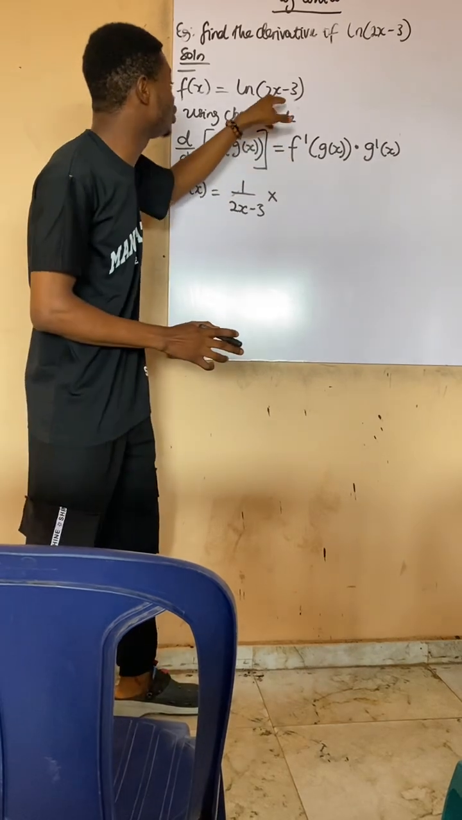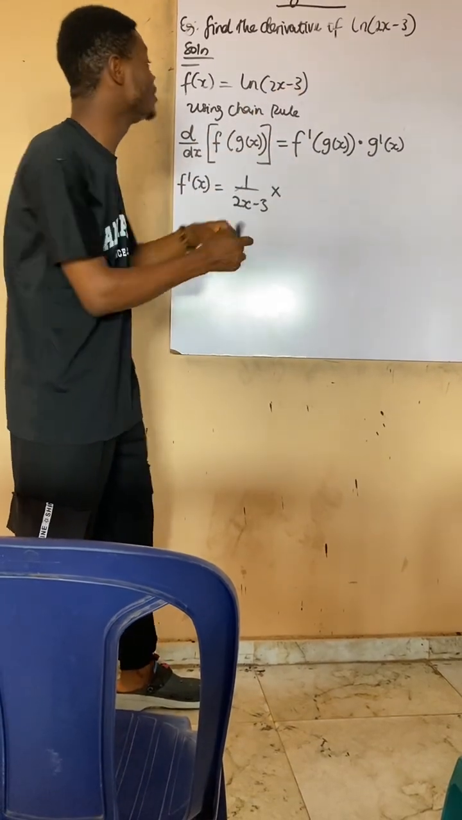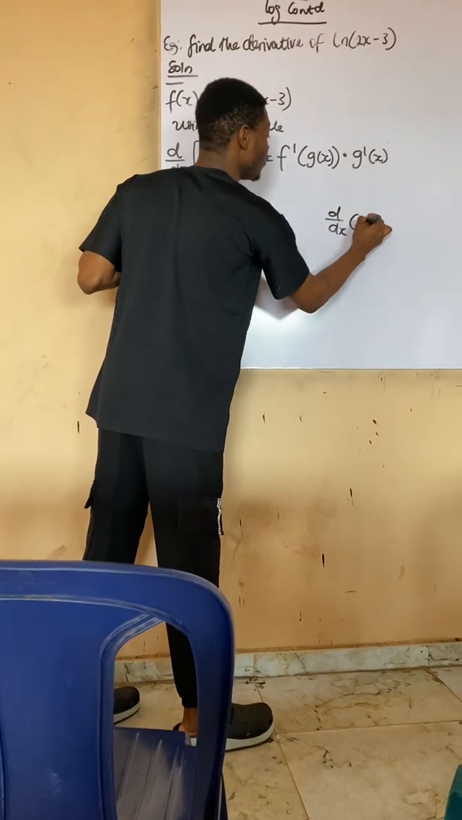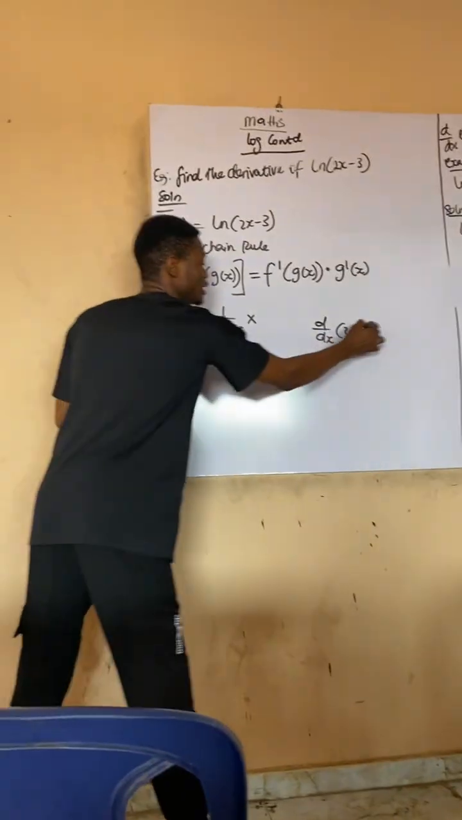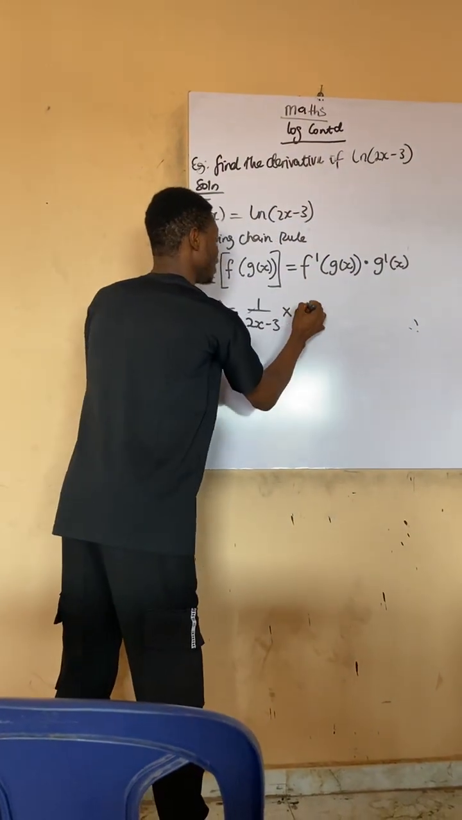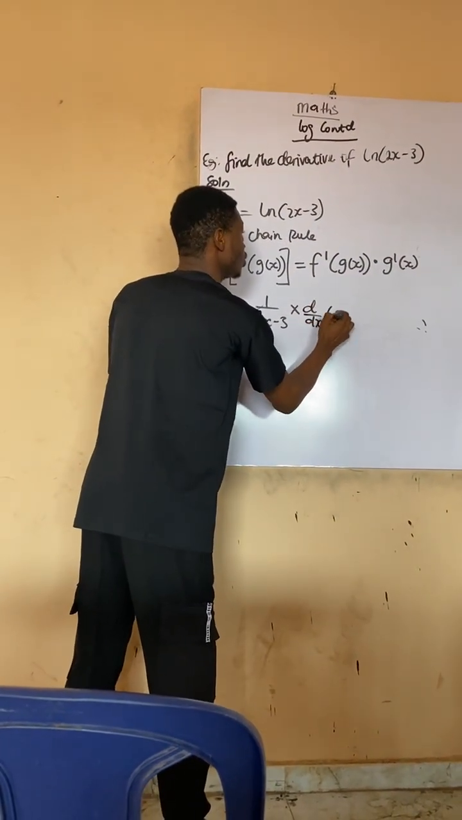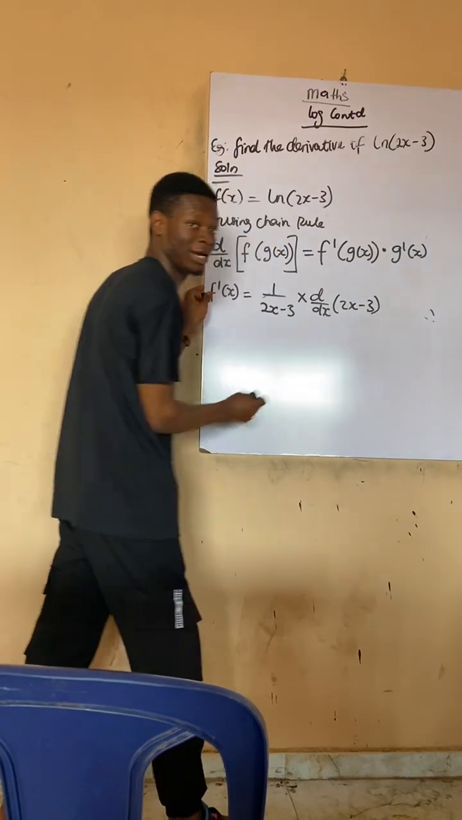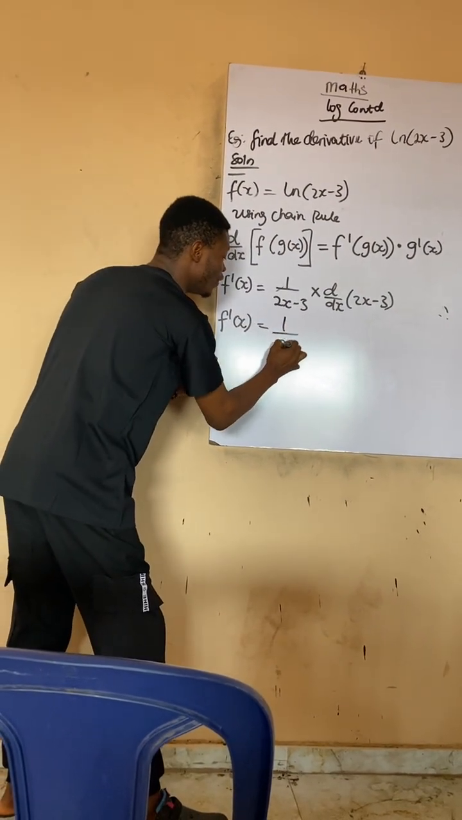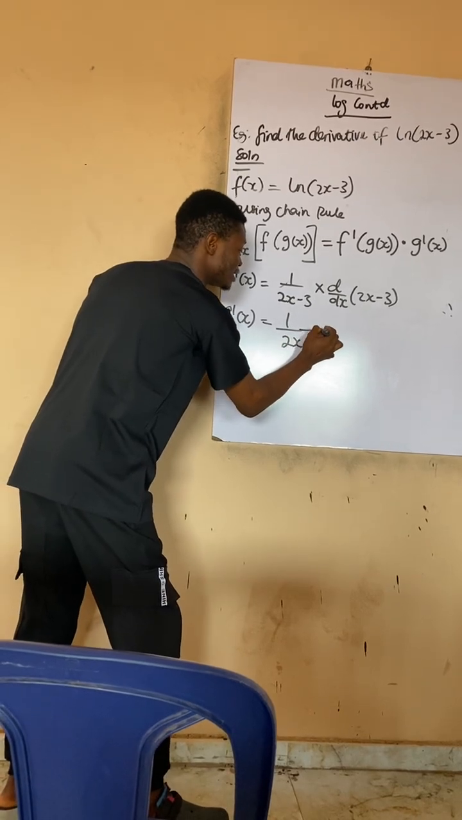This one is our g of x. Then g prime means finding the derivative of this, d over dx of 2x minus 3. If I like, I can still put this here, times d over dx of 2x minus 3. Are you there? So our f prime of x will now be 1 all over 2x minus 3, right?